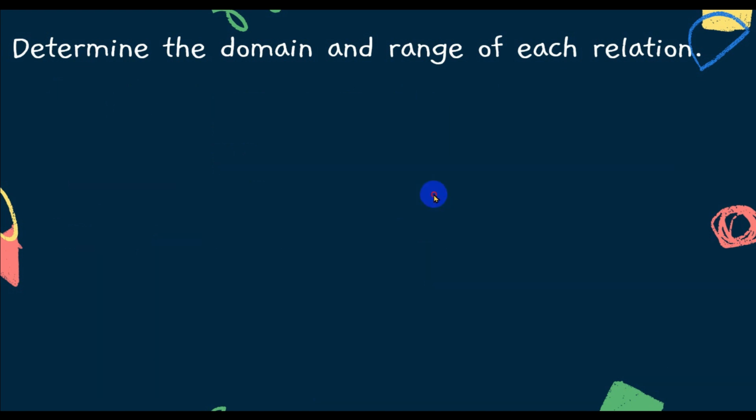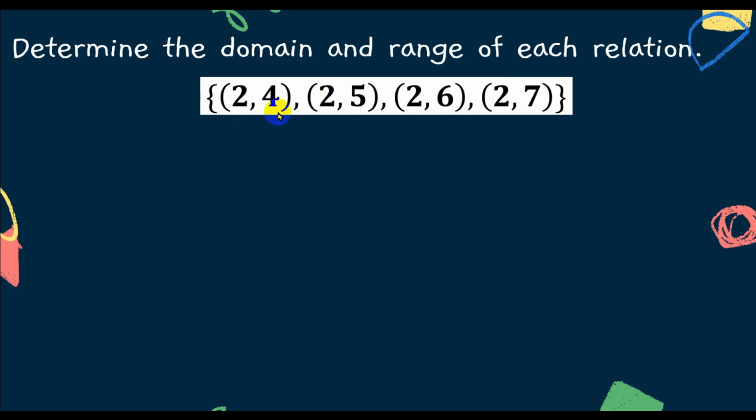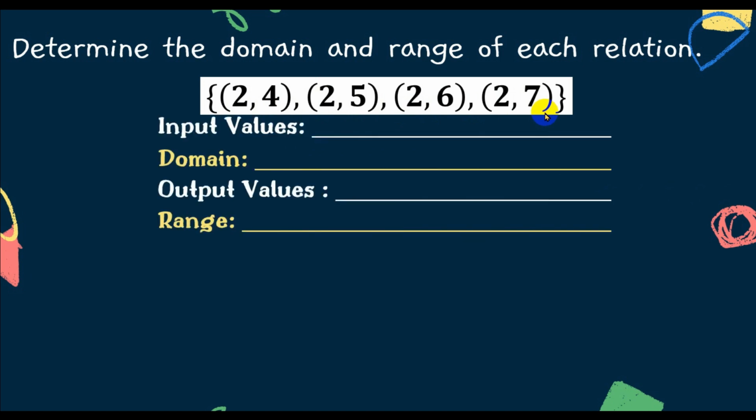Okay, another. We have here a listing method of relation: 2 and 4, 2 and 5, 2 and 6, and 2 and 7. So for the input values, what are the x elements? 2, 2, 2, 2. It's all 2. And if that's the case, we only write it once. Okay? And then for the output values, we have 4, 5, 6, and 7. So now for the domain, again, this is a set, enclose it in braces, then write the set of input values or x values. For the range, the set of all y values arranged from least to greatest. So 4, 5, 6, and 7.